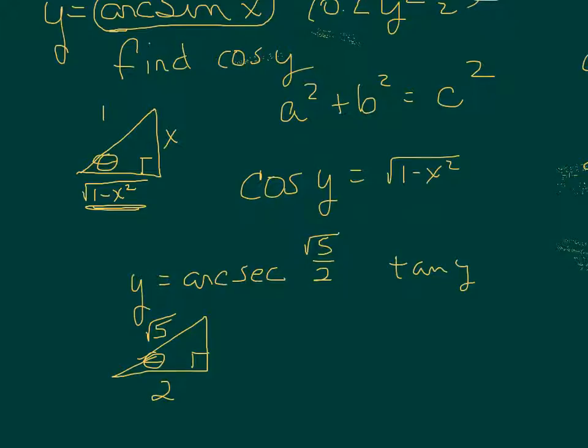So what is the opposite side? It's going to be the square root of 5 minus 4, which equals the other side, so it's 1. So what's the tangent of y? Yeah, 1/2.